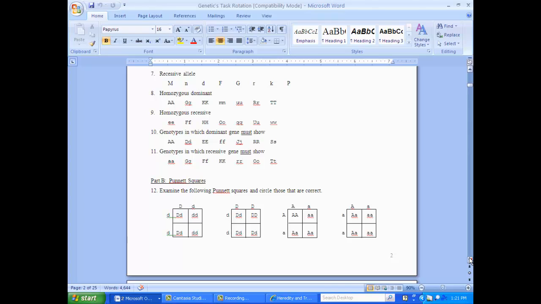Homozygous dominant. So we are looking for homozygous means the same alleles, dominant means uppercase. There are those. Homozygous recessive means two of the same alleles but small, recessive. Nope, that's not one. I thought it was two little m's. So there it is. Just those two are homozygous recessive.